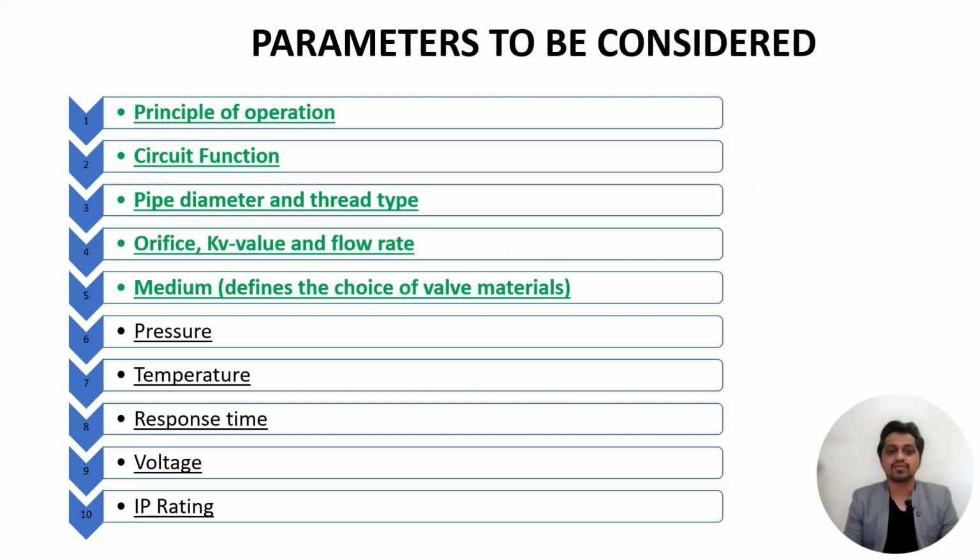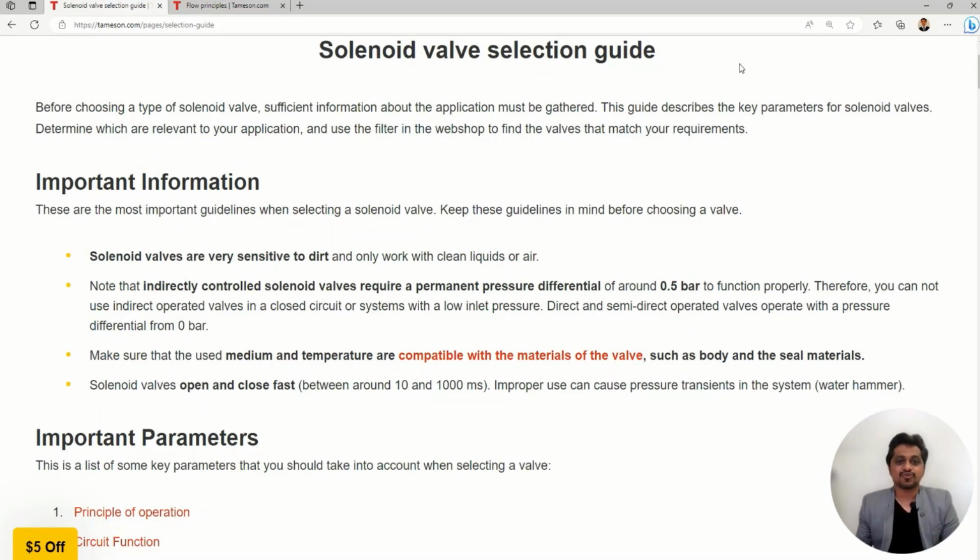So we know the parameters which are very important: the principle of operation, the circuit function, the pipe diameter, the thread types, the orifice, the kV value, that is the flow coefficient value, and the medium, and all other parameters. So in today's session we will just take a quick overview of the first 5 parameters. So let's see how the solenoid valve selection is done.